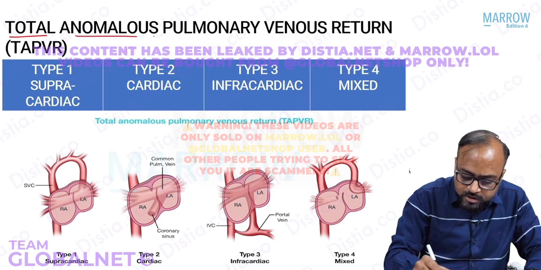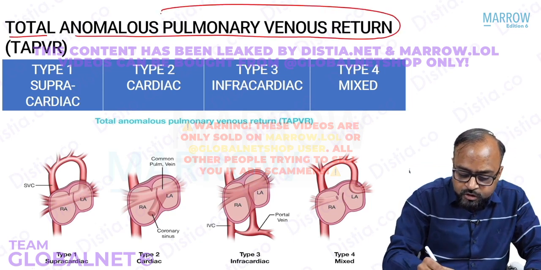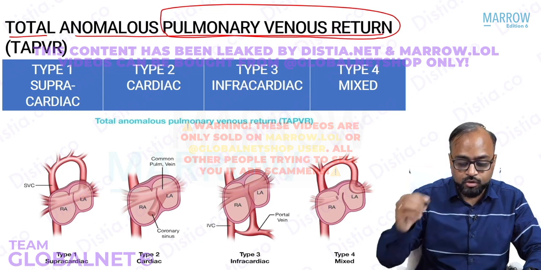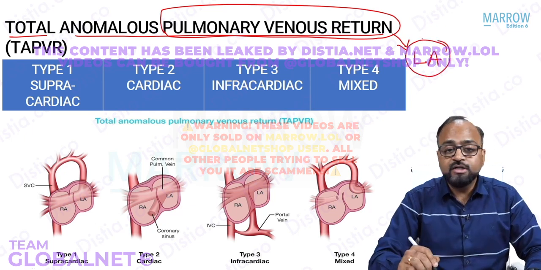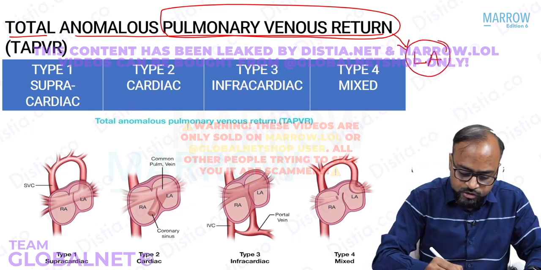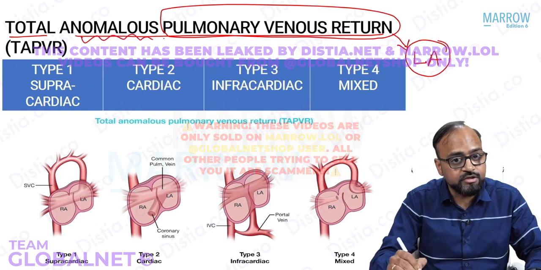Total anomalous pulmonary venous return. So what is the normal pulmonary venous return? Normally the pulmonary veins open into what chamber? They should open into the left atrium. When they do not open into the left atrium, it is called anomalous pulmonary venous return.